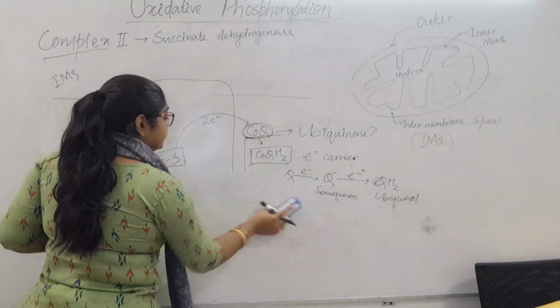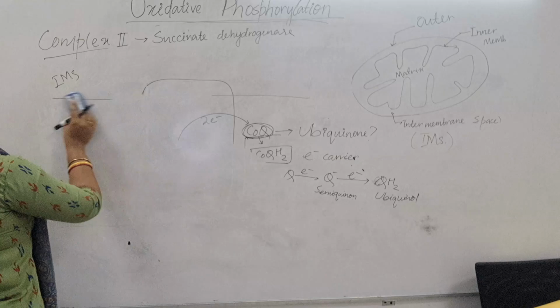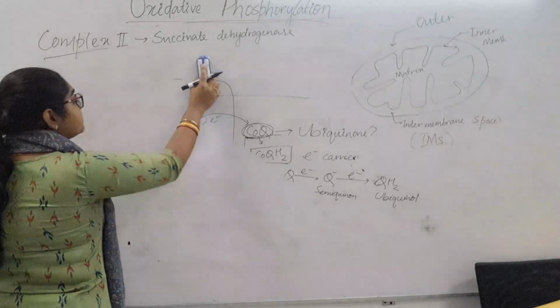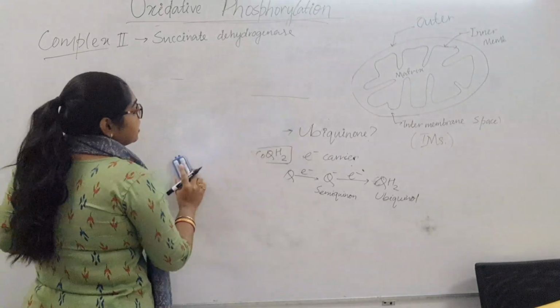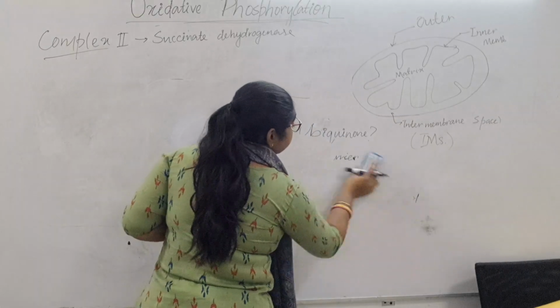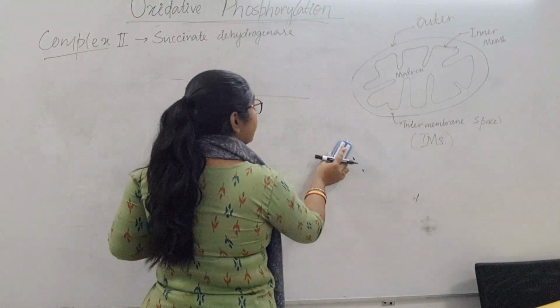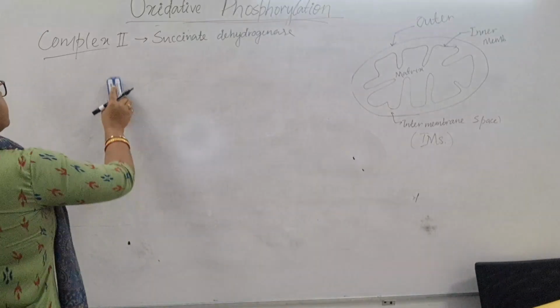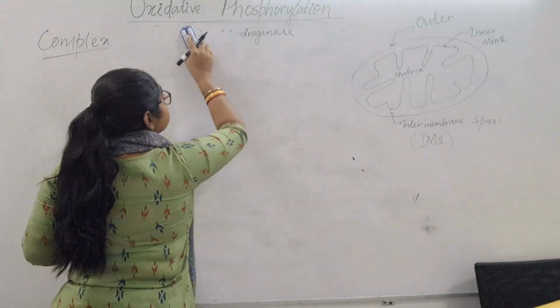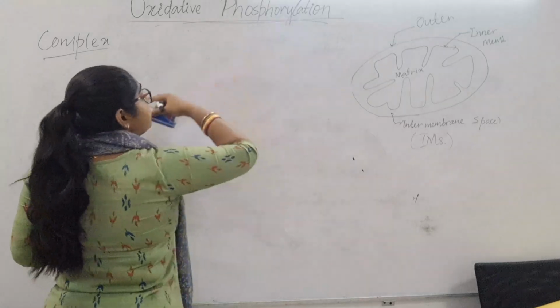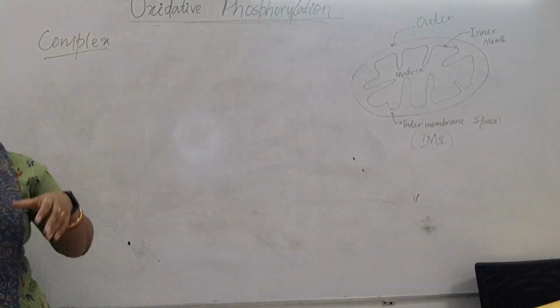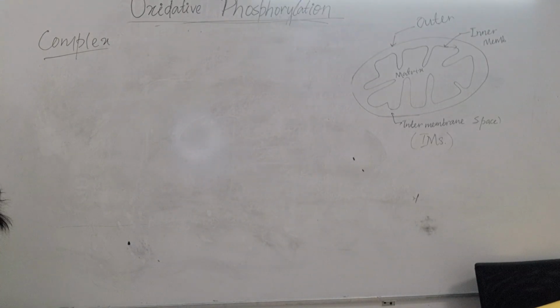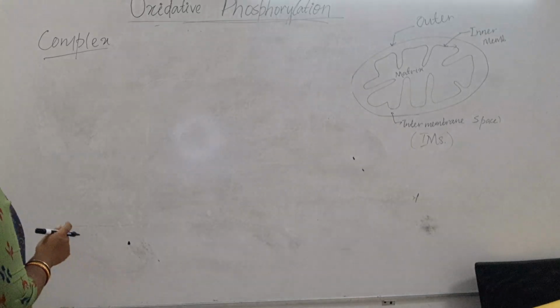Now, let's see complex 3. We have already discussed complex 1 and complex 2. Complex 1 is responsible for the oxidation of NADH. Complex 2 is doing the oxidation of FADH2. Now, in complex 3, ubiquinol carries the electrons from complex 1 and complex 2 and passes them to complex 3.